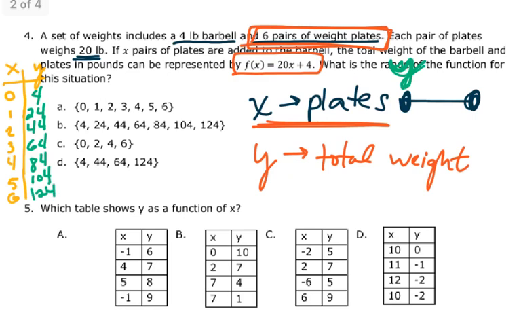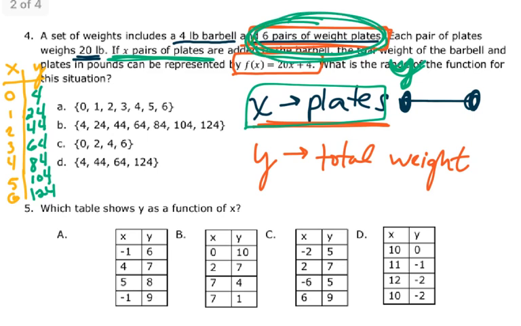Okay, so I took my X's, which were the plates. Here it says X's are the plates. So I took these numbers from 0 plates to 6 plates, and I put them in the table. The question is, what is the range? What are my Y values? So the correct answer is B.